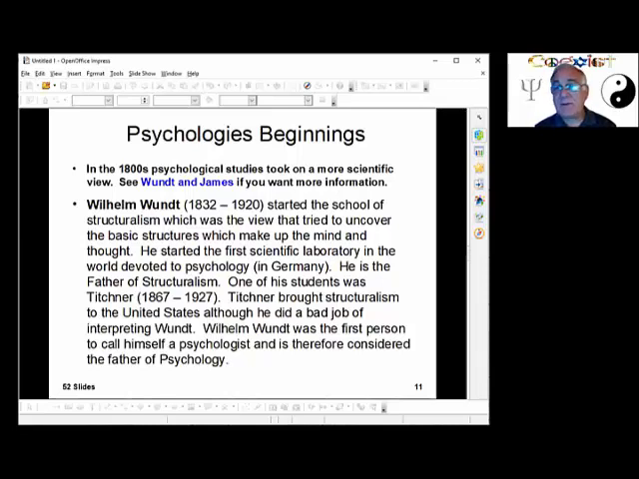He is the father of structuralism because he created the whole thought process of structuralism. And one of his students was a man named Titchener, who was from England.